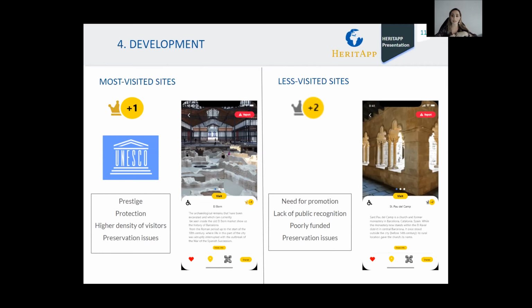But regarding the imbalance in heritage sites, I think it's interesting to delve into the repercussions generated by institutional designations, such as the one granted by UNESCO. Having a UNESCO designation is good because it provides the site with prestige and protection. But on the other hand, because of this promotion, they have a higher density of visitors, and that could lead to preservation issues. That's something you need to take into account. Less visited sites need promotion. They lack public recognition, and because they are poorly funded, they also have preservation issues. That's why it's so important to balance cultural visits.